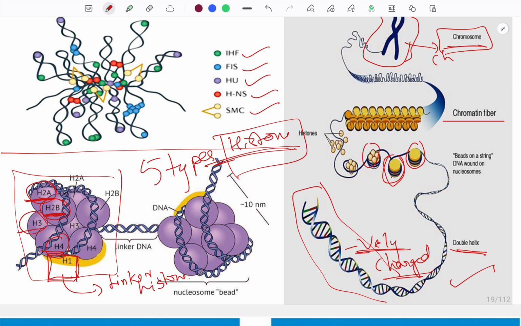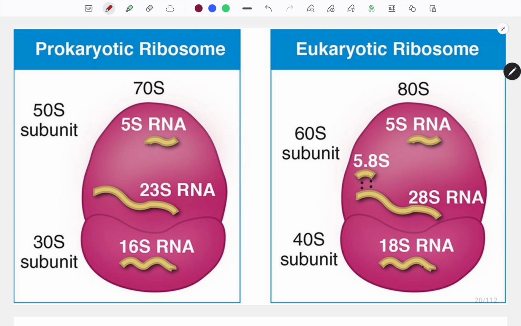The important point to remember is that in eukaryotes, there are histone proteins which hold genetic material together in a condensed form, and it forms a chromosome. In prokaryotes, there are no histone proteins to form a coiled structure. One more thing to remember is that prokaryotes have a circular form of DNA, while eukaryotes have a linear form of DNA.